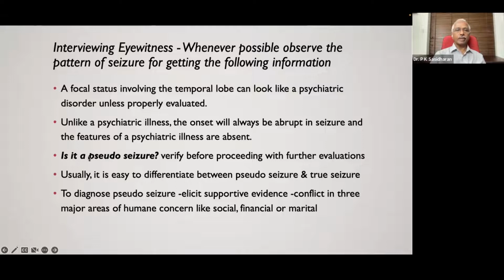Always, if you get a chance, by interviewing the eyewitness, verify whether it is a pseudo seizure. Before proceeding with further evaluation, this has to be verified. Usually, it is easy to differentiate between pseudo seizure and true seizure. But to diagnose pseudo seizure, elicit supportive evidence like conflict in three major areas of human concern: social, financial, or marital. Conflict may be elicited, and you will get a history of secondary gain from the seizure disorder.